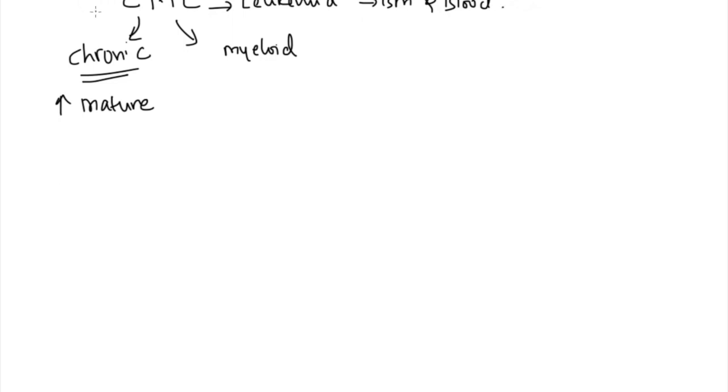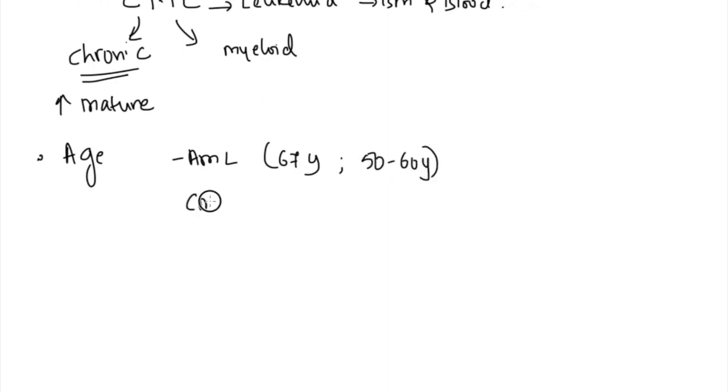Okay, cool. Now let's look at the average age at which we have CML. For AML, we studied that it was around 67 years, right? So we remembered it as 50 to 60 years. Now, what about CML? CML occurs at a relatively younger age, around 47 years, so it is kind of less than 50 years, relatively earlier than AML. Again, the sex predilection is males more than females.